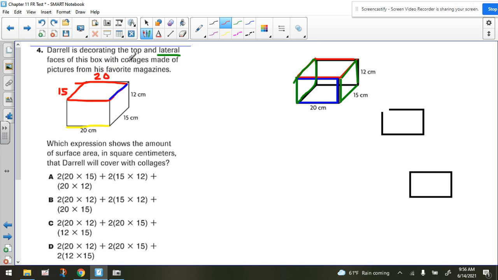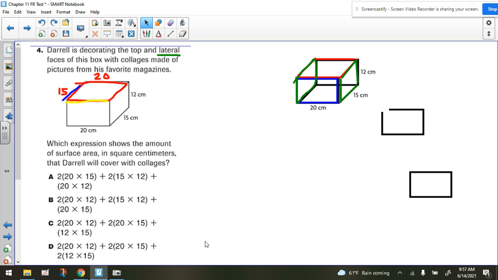And if you're still confused about that, let me show you why. If this is 15, and so is this. If this is 20, this is 20, and so is this. All those lines are parallel to each other. All right, so we only need one of the 15 by 20. So which answer choice shows one of the 15 by 20s and two of all of the other faces? Because that's the one you want to pick.